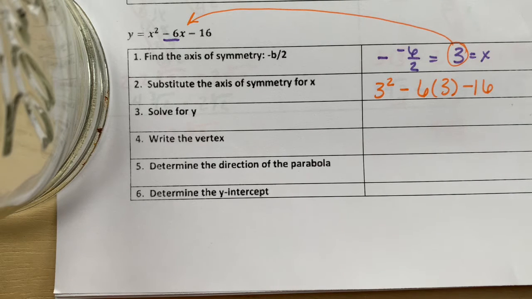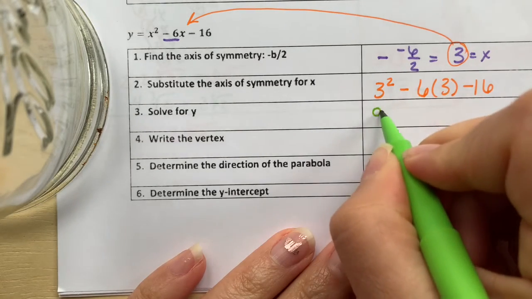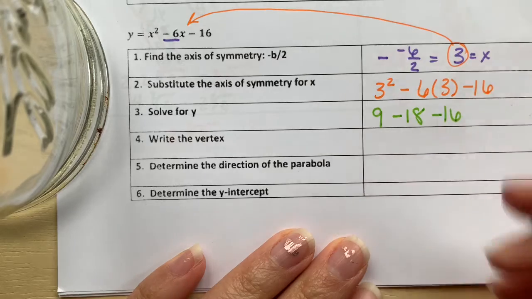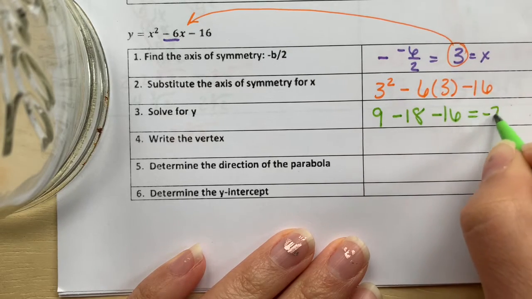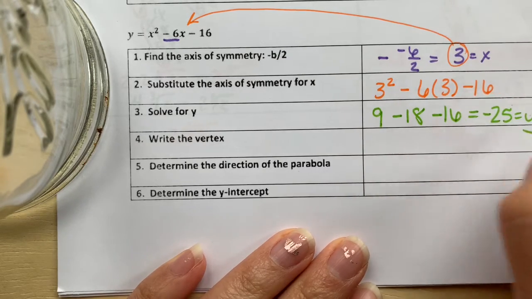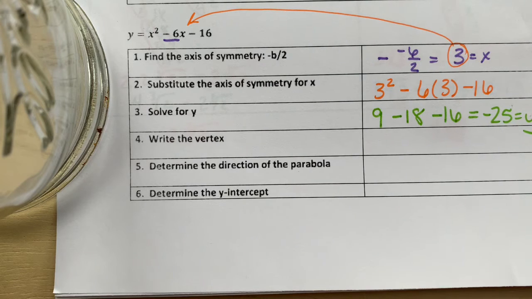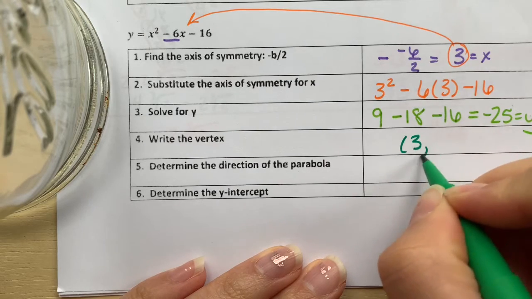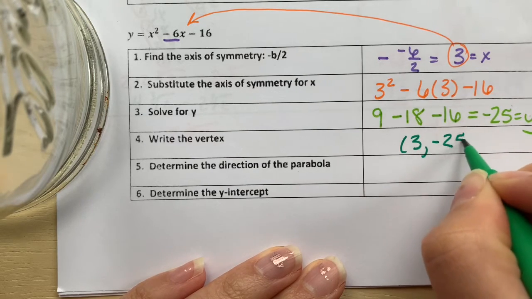Now I have to solve for y. So I have 9 minus 18 minus 16 is going to be equal to a negative 25. And that's my y value. So I'll write it in vertex form. My x, which is 3, comma, y, which is negative 25.